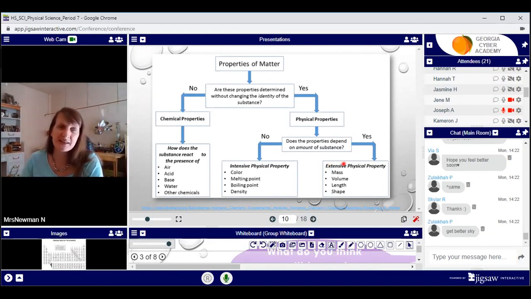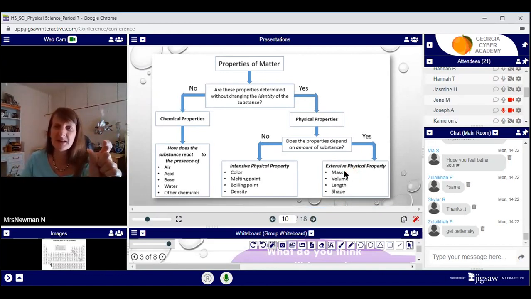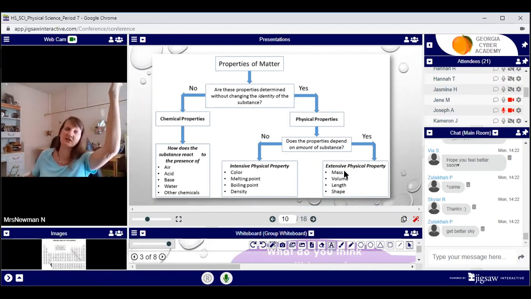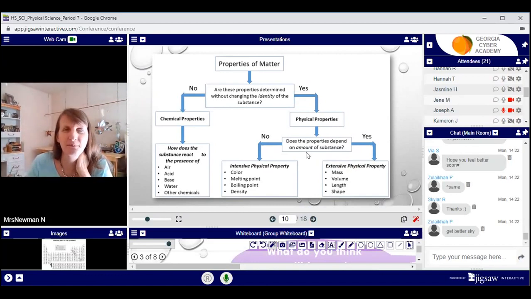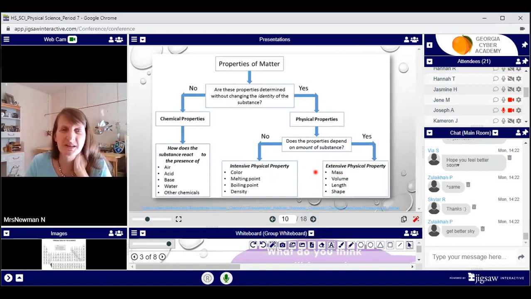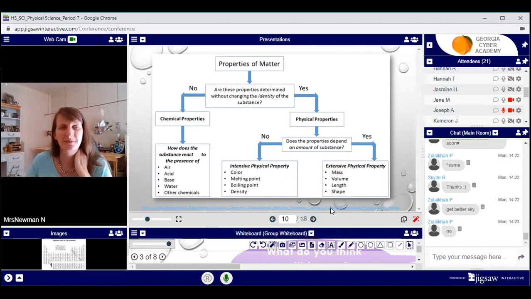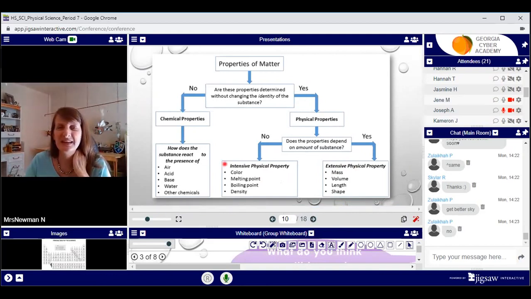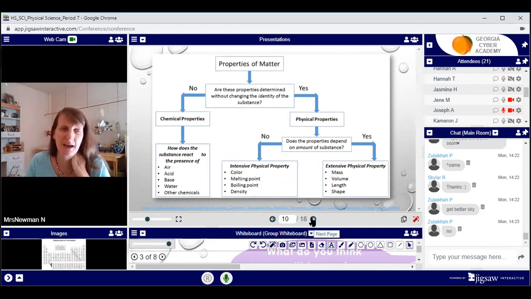There are extensive physical properties that do depend on the size, like the mass. The mass of an ice cube is different from the mass of a giant ice sculpture. And so that's going to be your extensive physical property. Any questions about the difference between the two? Intensive is independent of size. Best way to remember that.